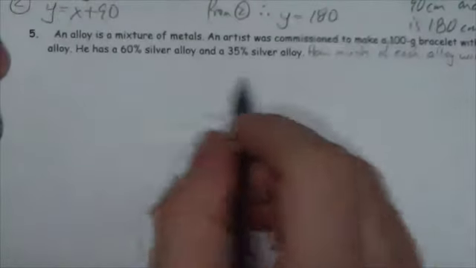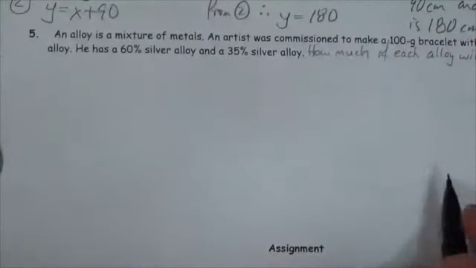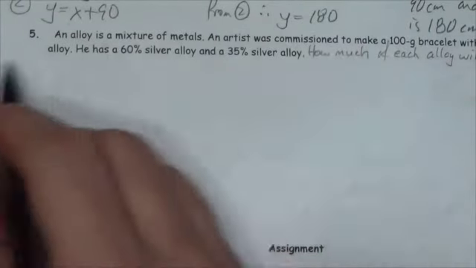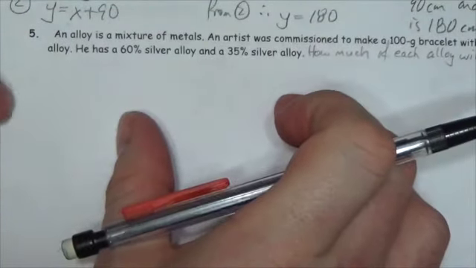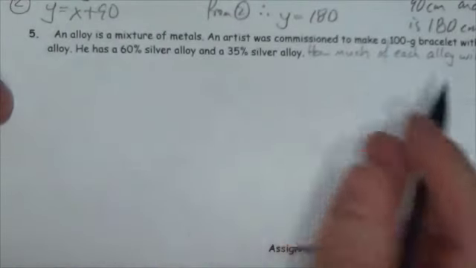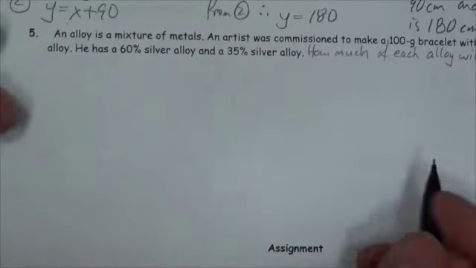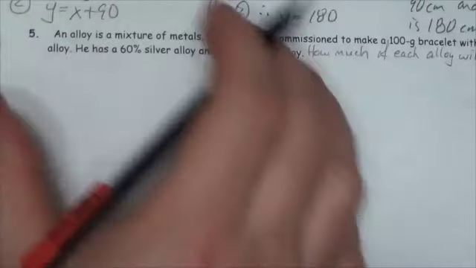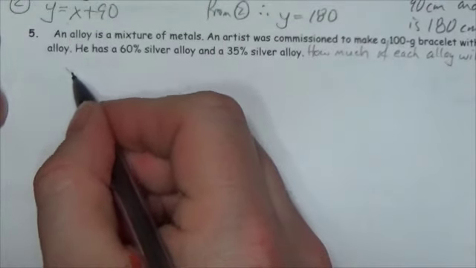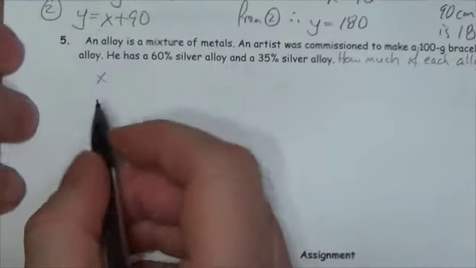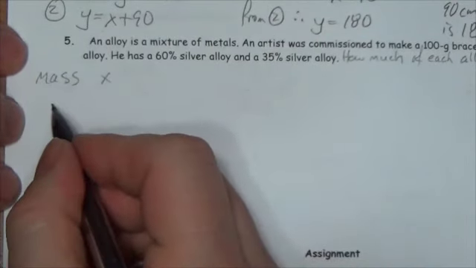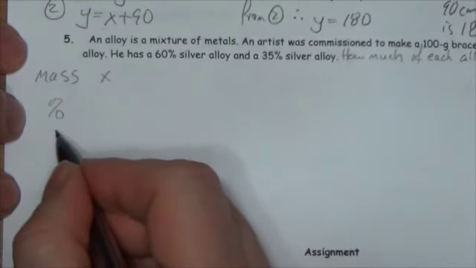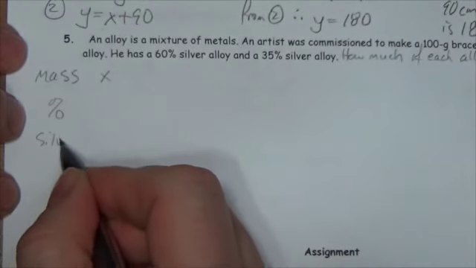With a mixture question like this, in this specific case, we're going to take a look at how much silver we're using. The question here is really how much of each type of alloy are we going to use? I'm going to build a little bit of a chart here. This is going to be the amount, maybe we'll say mass, and then we'll say percentage, and then we're going to say silver.